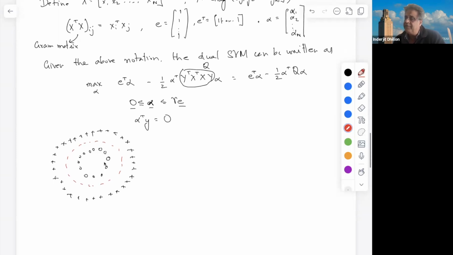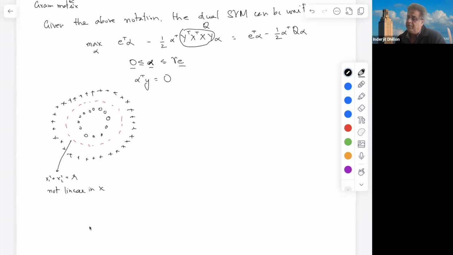And if I think of this equation, this equation is just x1 squared plus x2 squared equal to R, where x1 and x2 are the two coordinates. Sorry, I'm changing notation a little bit, but x1 and x2 are the two coordinates right now. So this is not linear in x. So what can one do?